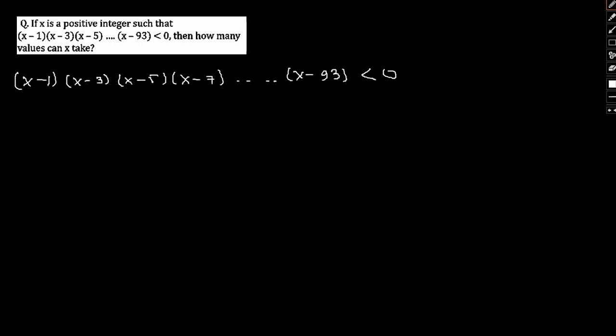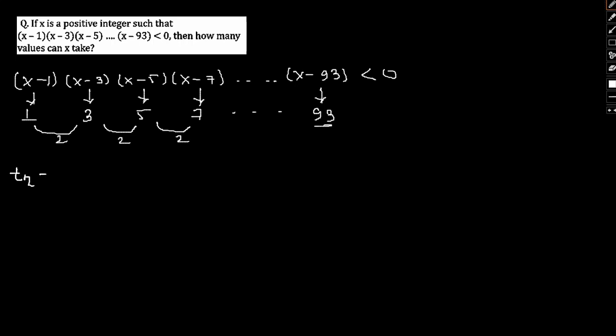Let us now find the critical points. For this one the critical point is 1, for this one it is 3, then 5, then 7, and subsequently, going on, for the last one the critical point is 93. Now let me see how many total terms there are. Our terms would simply be 1, 3, 5. This is an AP with common difference of 2. Let me see what the total number of terms up to 93 is.